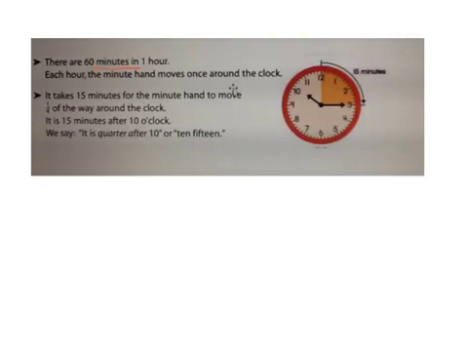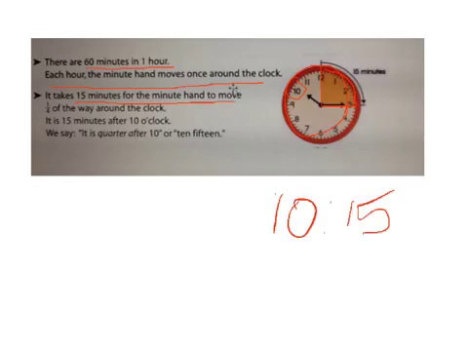Very important, we know there are 60 minutes in 1 hour, and each hour the minute hand moves once around the clock. The minute hand, remember, is the longer hand, and it goes around the clock once every hour. It takes 15 minutes for the hand to move a quarter of the way, so this orange triangle shape is 15 minutes. We sometimes refer to that as quarter after because it's a quarter of that circle. Or we might refer to this as, for example, 10:15 because the hour hand is at the 10 and the minute hand is at the 15, so 10:15 is the other way that we would say this time. So it can be said two ways.